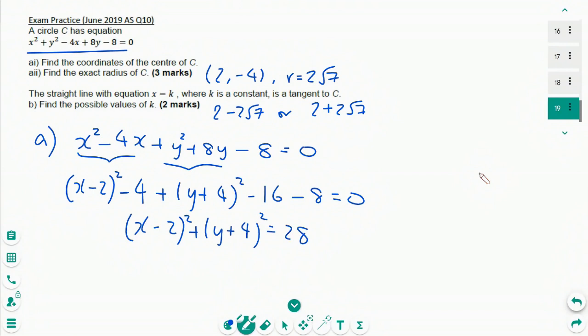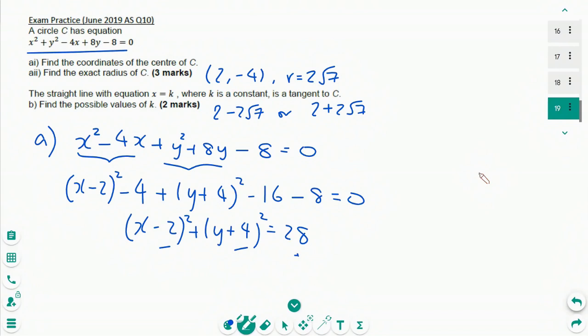So the radius will be square root of 28, and the center of the circle will be (2, -4). Remember, with the circle equation, you do X minus A squared, so if it's a minus, you essentially change the sign. Minus 2 means 2. Plus 4 means minus 4. Okay? Part B, slightly trickier.